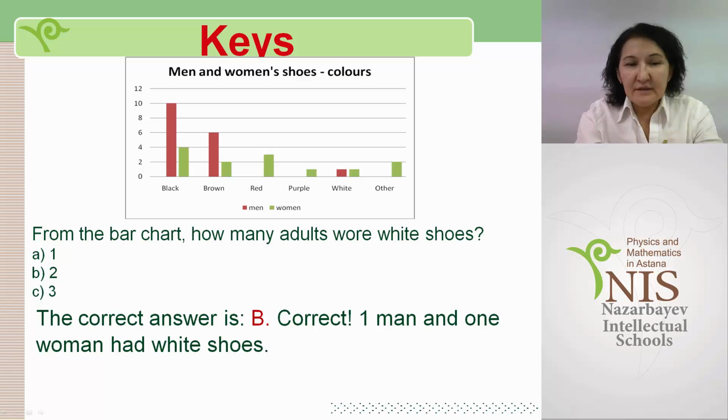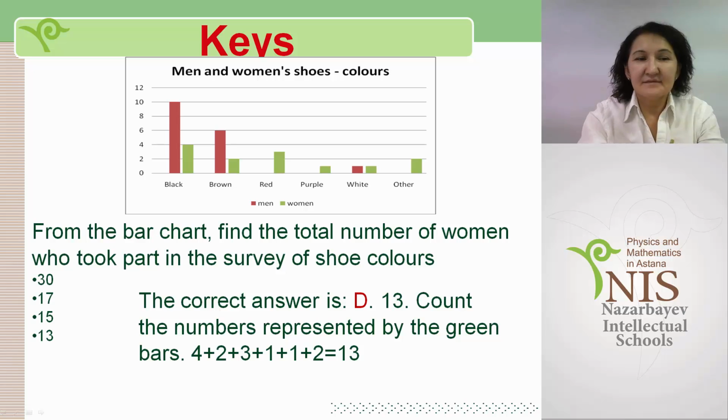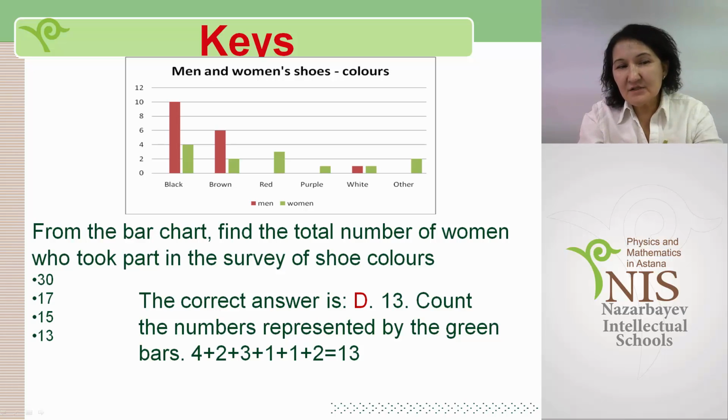Question number 3. The correct answer is B. 1 man and 1 woman had white shoes. The next answer is D. Count the numbers represented by the green bars. 4 plus 2 plus 3 plus 1 plus 1 plus 2 is 13.